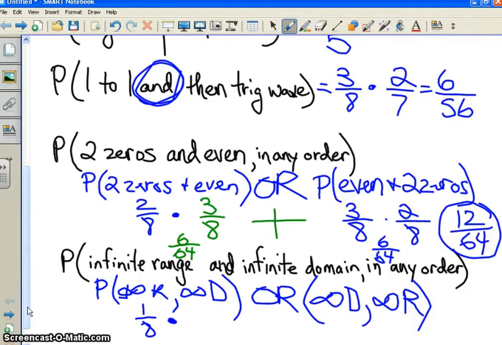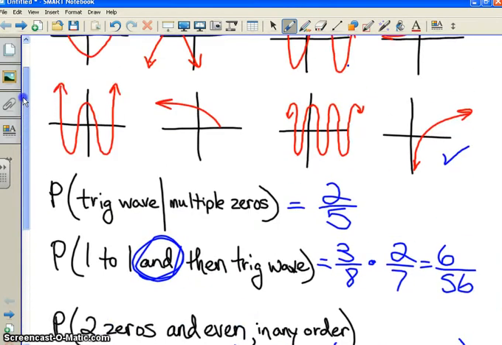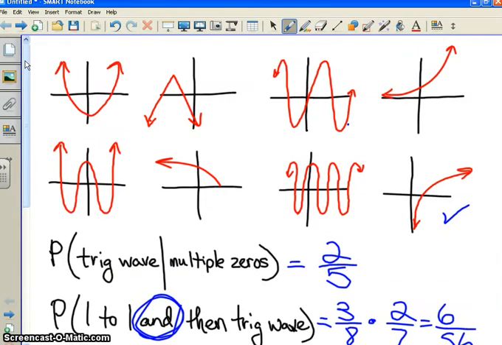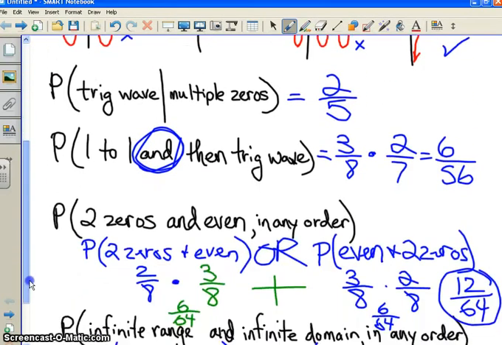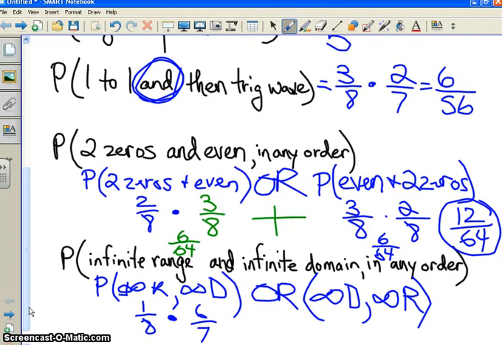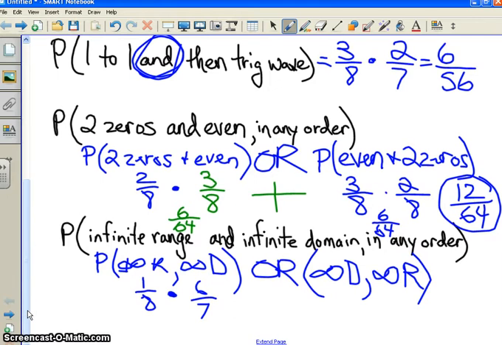And then multiplying that by the chance of picking an infinite domain. So there's only 7 cards left, and how many of them go forever left and right? 1, 2, 3, 4, 5, 6. So 6 out of 7. The only one that doesn't is the radical. So my chance of going infinite range and then getting a card with infinite domain is 6 out of 56.